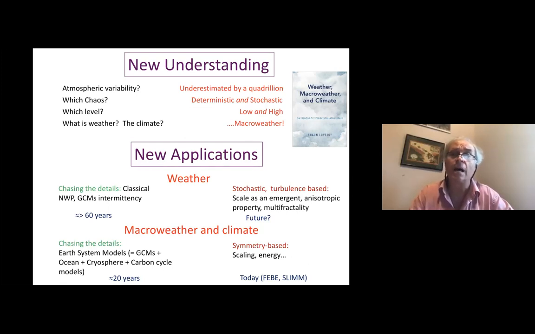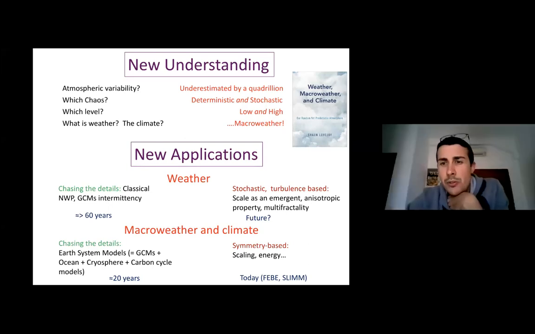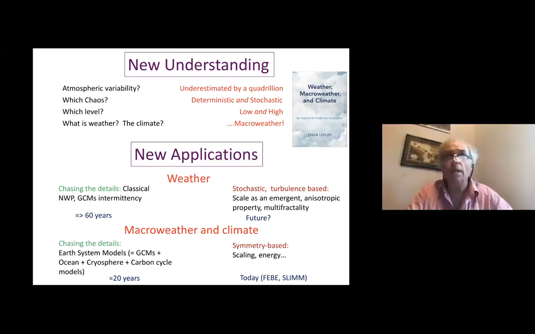Yeah. Okay. The second question is from Andrei Spiridonov. What is the possible mechanism for uniformity of predictability at macro weather time scales? What is the predictability uniformity? Yeah, the possible mechanism.